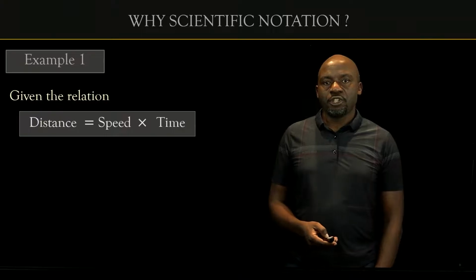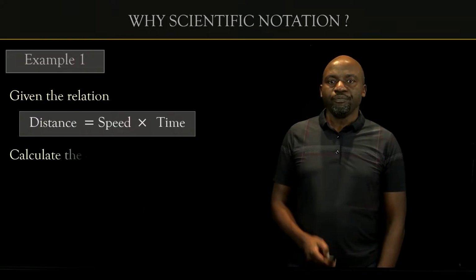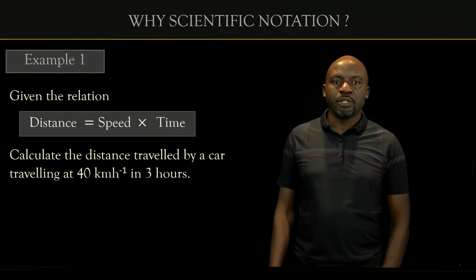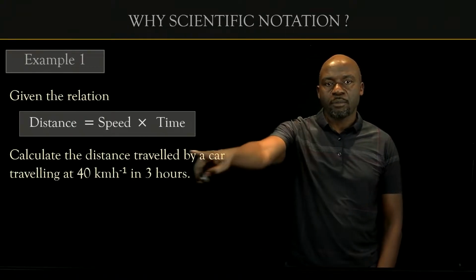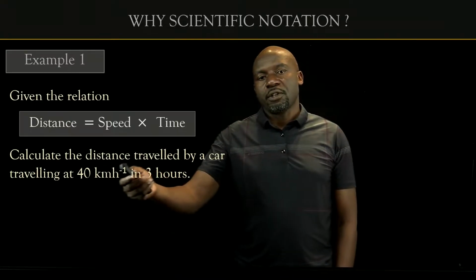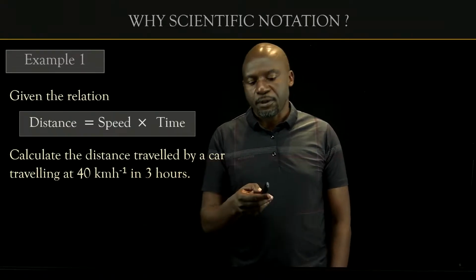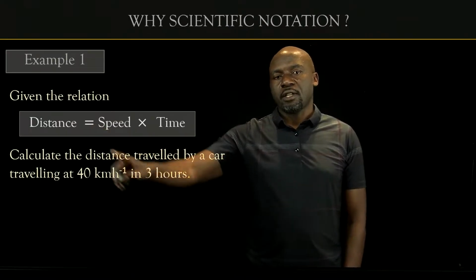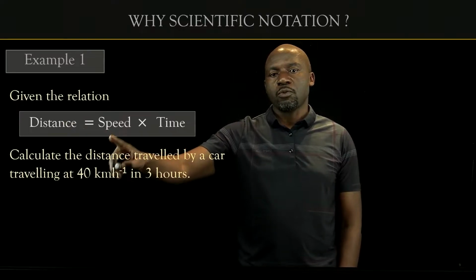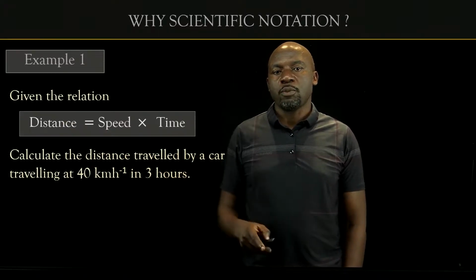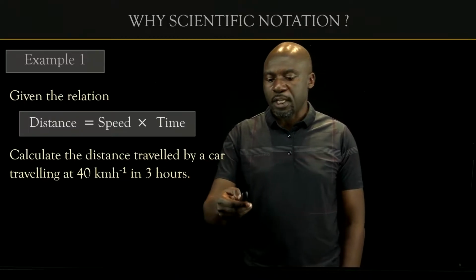So given the relation distance is speed times time, calculate the distance traveled by a car traveling at 40 kilometers per hour, that's how we write per hour, in 3 hours. If this car is traveling at 40 kilometers per hour and it travels for 3 hours, what distance does it cover? The formula tells us that to find the distance, we just need to take the speed, which is 40 kilometers per hour, and multiply that by the time, which is 3 hours.